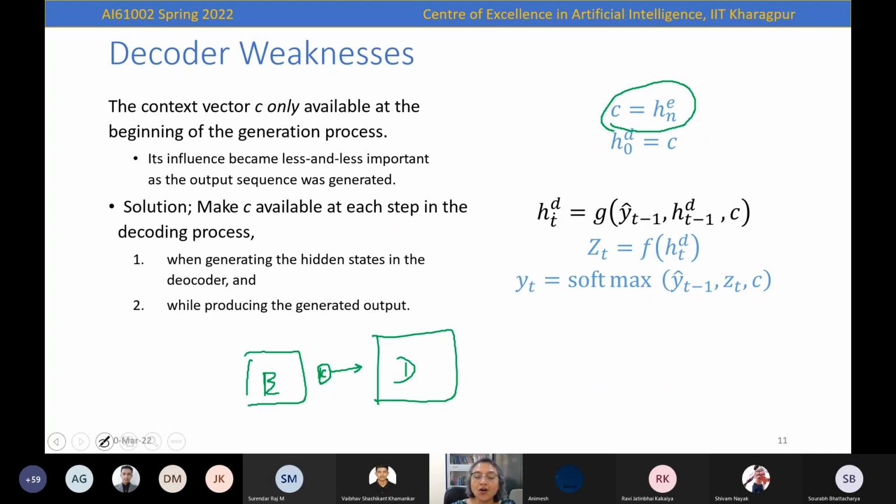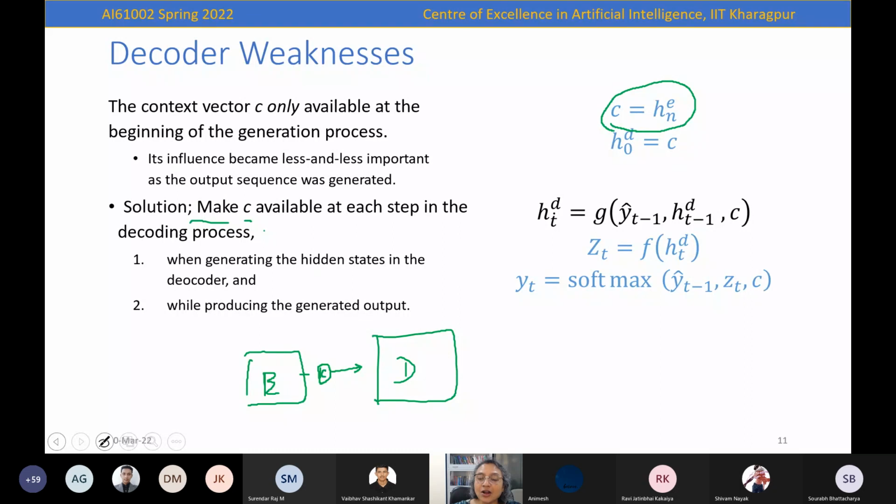Also, if you have a long sentence, the influence of the previous words becomes less and less important as the output sequence is generated. As we discussed, LSTM helps us carry forward information without forgetting. But if the information of a long sentence has to be preserved, even then, this context vector acts as a bottleneck. So one simple solution is to at least make this context available at each step in the decoding process.